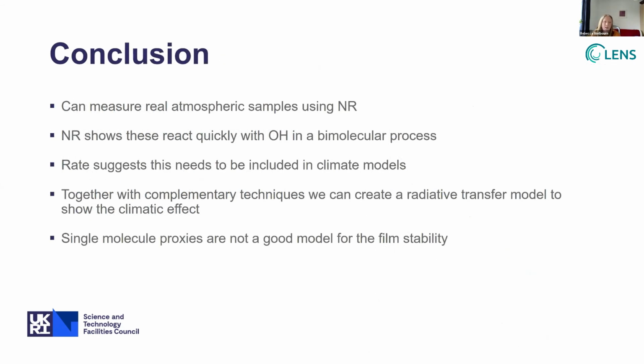So just to conclude, I hope I've been able to show you that we've been able to measure from real atmospheric samples the NR signal and show that these react relatively quickly with OH in a bimolecular process. Now, if we convert those rate constants and apply them to OH concentrations in the atmosphere, the rate suggests that we do need to include these changes in climate models. And together with complementary techniques, we can relate these changes to what would be affected in the climate. And I've also shown that the single molecule proxies are not necessarily a good model for film stability of these aerosols.